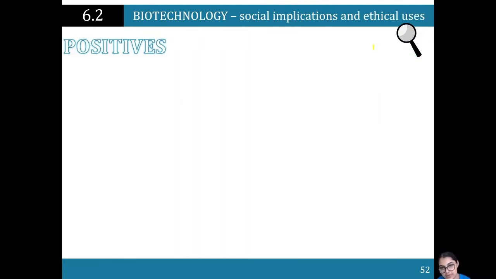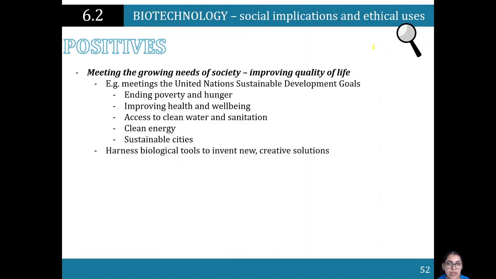So what are the positives, right? I actually want you to think about this. What are the positives of using biotechs? Well, first of all, it meets the growing needs of society, right? Our population is growing, and our resources are limited, and so by using these biotechnological products, we can meet the growing needs of a society. We can try and reduce that pressure on the environment, and we can improve quality of life through it.